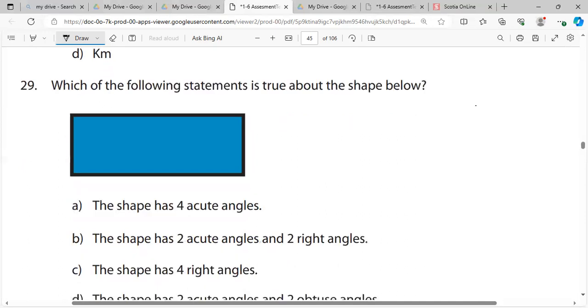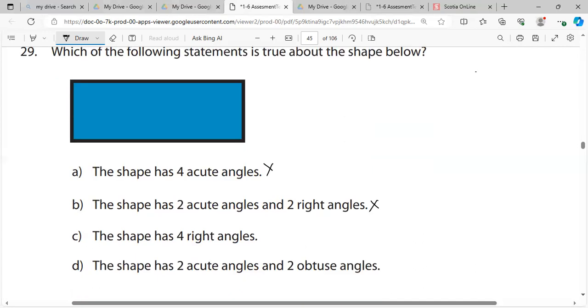Alright, 29. Which of the following statements is true about the shape below? The shape has 4 acute angles. That's not true. It actually has 4 right angles. So let's get rid of that. The shape has 2 acute angles and 2 right angles. No, that's 4 right angles. So let's move on to C. The shape has 4 right angles. I'm gonna go with this.